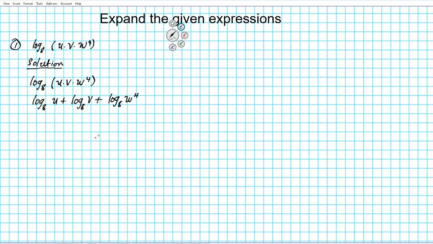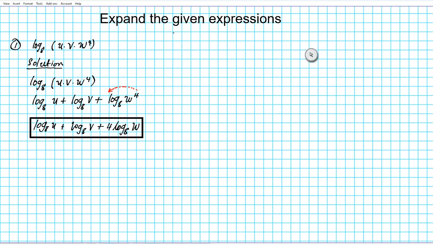w to the 4th. And then this last term here has a power, so we can apply the power property to the last term and just power down this power. So it becomes log base 8 of u plus log base 8 of v plus 4 log base 8 of w. And there goes the answer to question number 1.